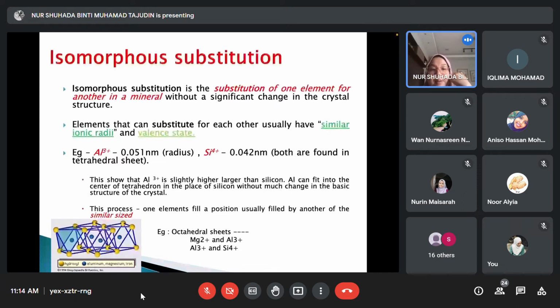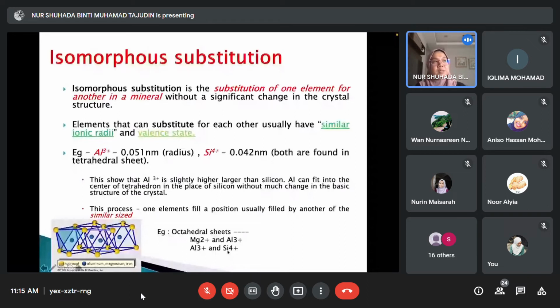It replaces that position. So this process is where one element fills a position usually filled by another of similar size. For example, aluminium and silicon, whose radii are almost the same. Then in the octahedral sheet, the magnesium can substitute for aluminium and the aluminium can substitute for the silicon. Meaning the smaller one can substitute the larger one. So isomorphous substitution is the primary source of negative charges.